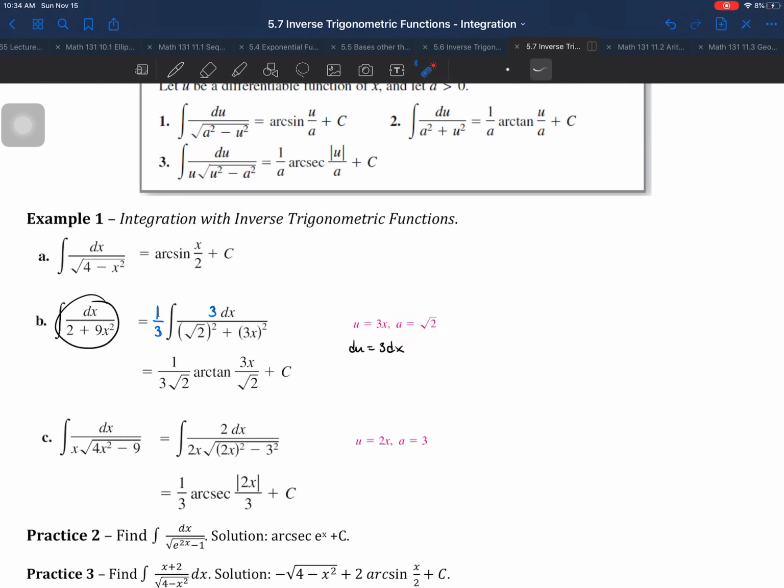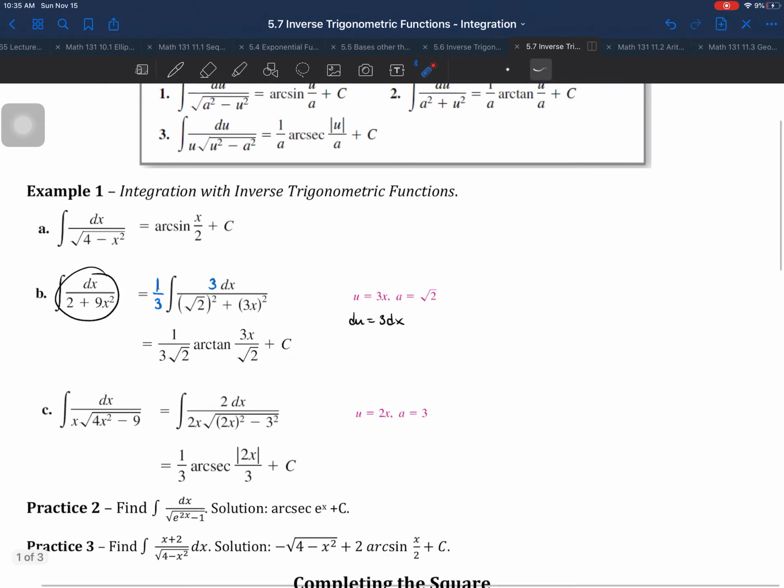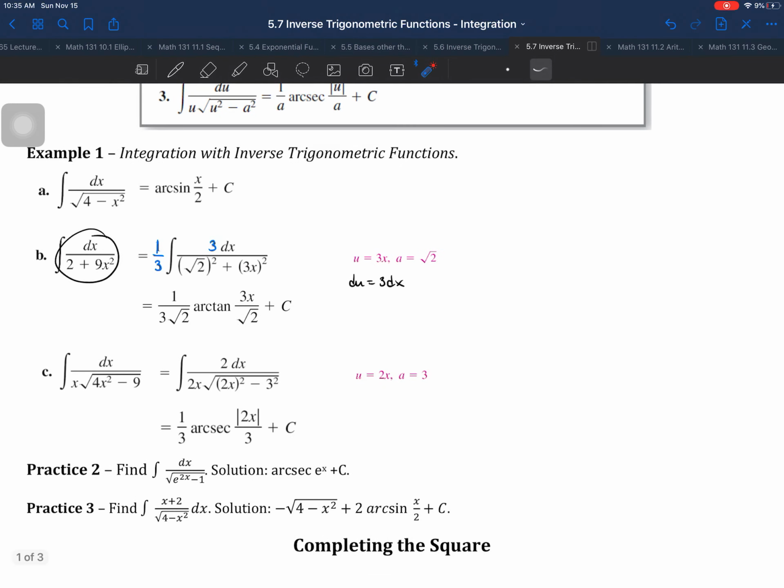All right. So we have everything we need. We know what a is, we know what u is. So we're going to do the following formula. We're going to have 1 over a, so that'll be 1 over the square root of 2 times the 1/3 that was in front of it, arctangent of u over a. U is 3x, a is the square root of 2, and then you finish with plus c. And that's pretty much it, right? So we're still doing u substitution.